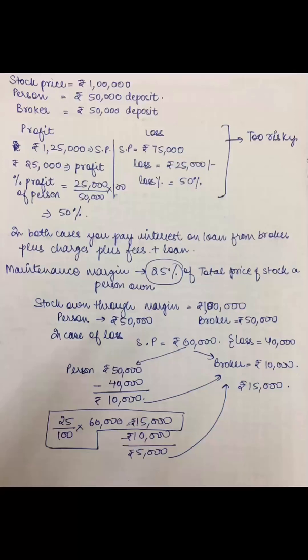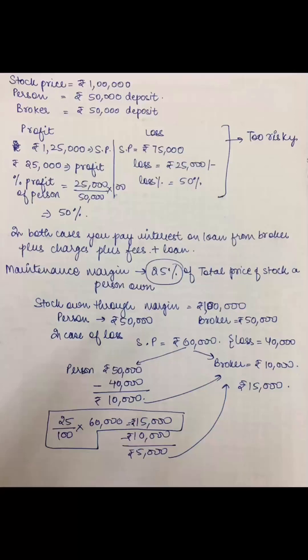Here I have given two examples, and I have explained most of what margin calls are. Let us first understand example number 1. Let us suppose that a person wants to buy some stock and the price of the stock is rupees 1 lakh. The person has only 50,000 rupees and deposits it, but he wants another 50,000 rupees to buy the stocks.